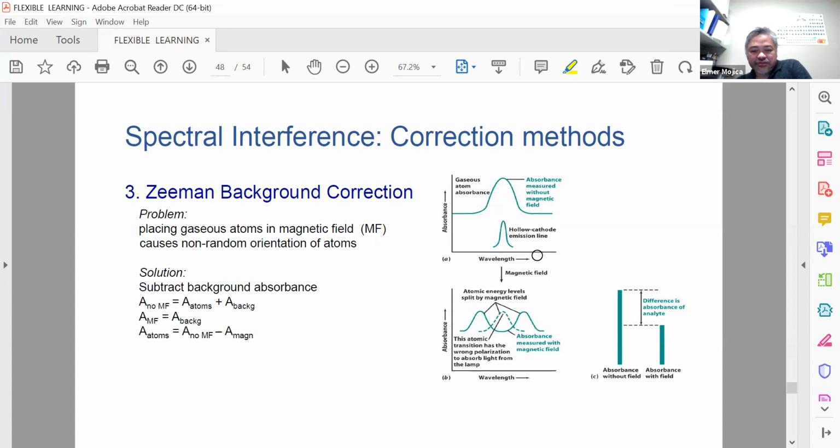So if you're going to look at it with the so-called magnetic field, what will happen? The atomic energy levels are split by the magnetic field. So that one thing that you have there will become two. So the atomic transition has the wrong polarization to absorb the light from the lamp. So the absorbance measured with the magnetic field. So here you can look at the absorbance without the field and the one with the field. And the difference is the absorbance of your analyte.